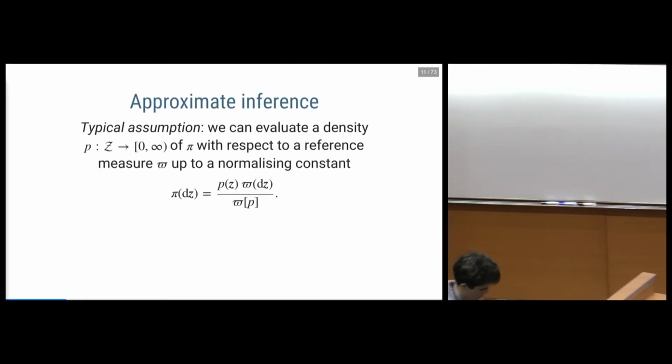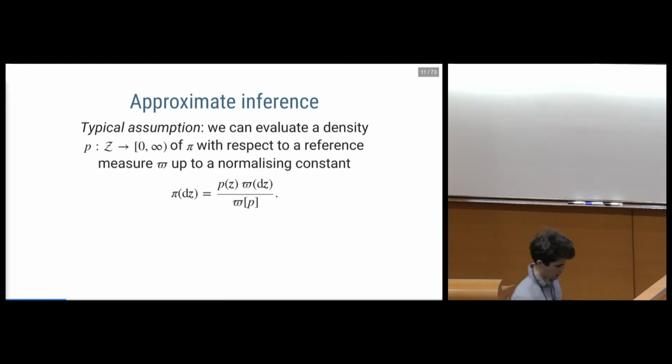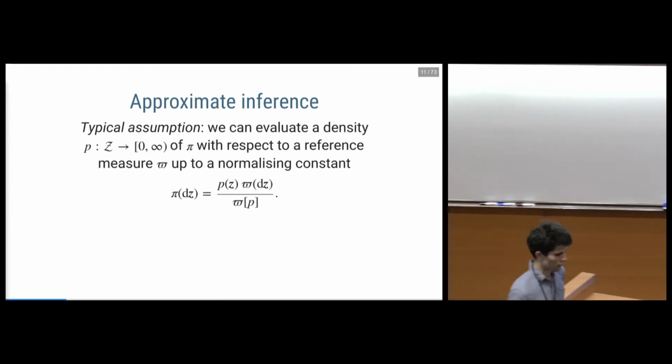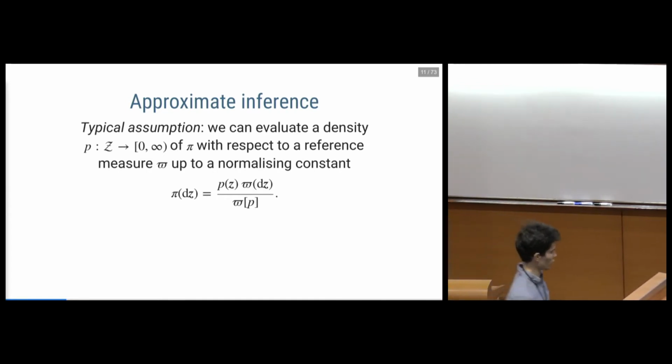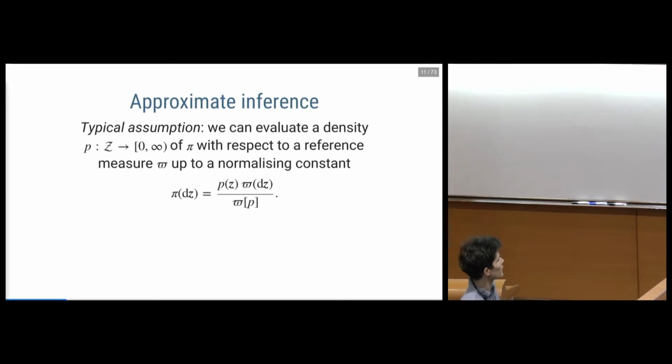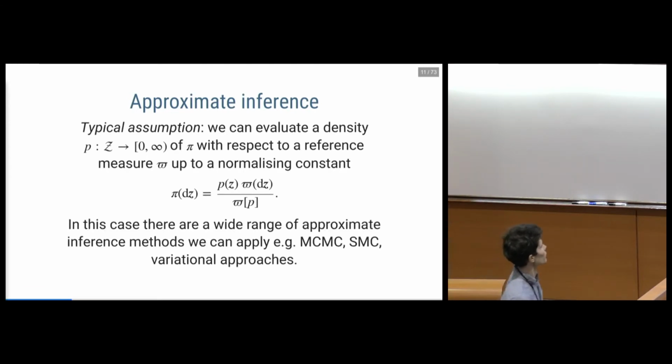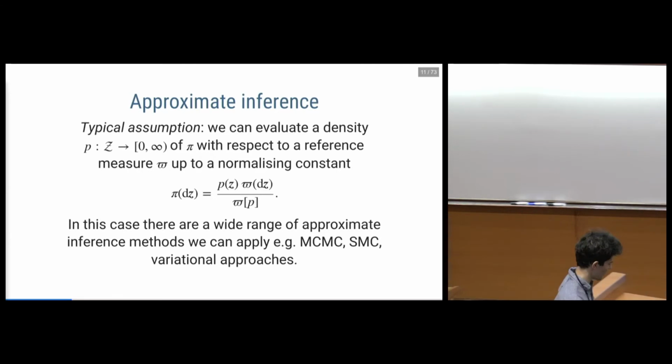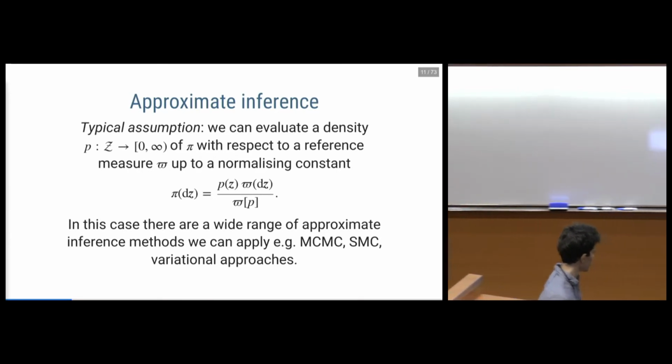So the typical assumption we make in approximate inference is that we have access to some sort of density against a reference measure for the target distribution of interest. We might not know the normalizer of this density, but if we have access to such a function, we're in the usual domain that we're all quite familiar with and happy with.